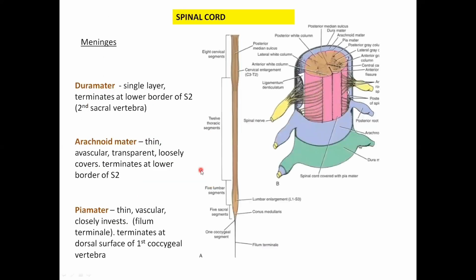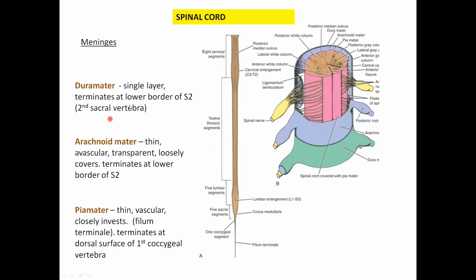The main difference is that the spinal dura mater is a single layer. It has only the meningeal layer. That's the main difference between the cranial dura mater and the spinal dura mater. Now we know that the spinal cord ends at the level of the lower border of the first lumbar vertebra. And I told you below that it's going to continue as cauda equina.